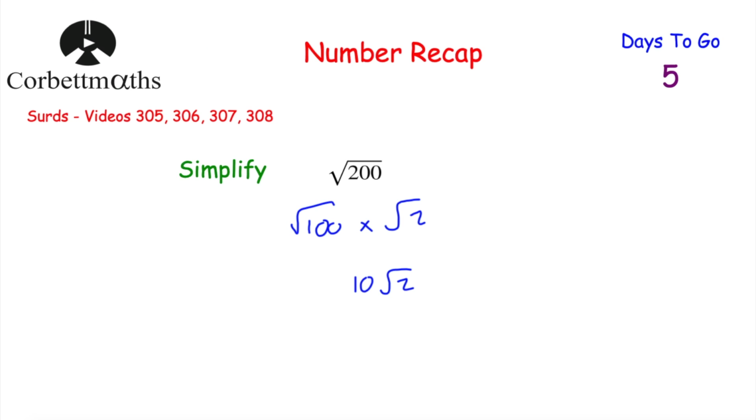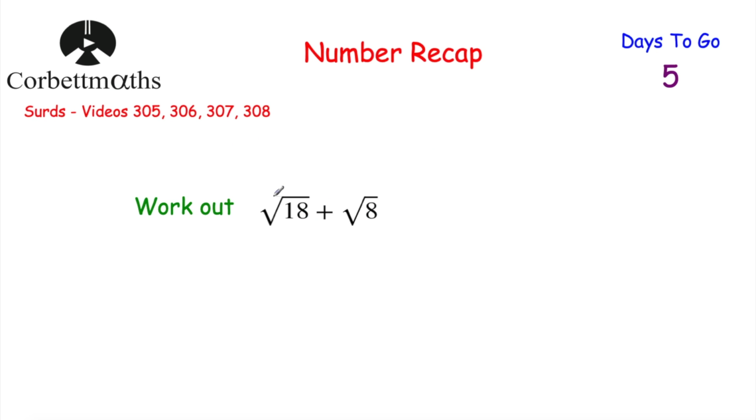Okay, so it's important you can simplify your surds. Also, it's important to be able to add surds. So if you had something such as root 18 plus root 8, what you would do is you'd simplify both of these surds, and then if you simplified both of them, you would get 3 root 2. This would be root 4 times root 2, so that'd be 2 root 2. And then if you add them together, 3 lots of root 2 plus 2 lots of root 2 would be 5 lots of root 2.